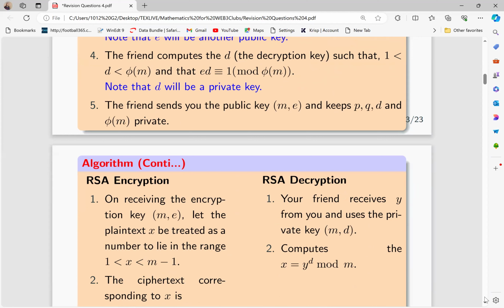And the assumption is that the adversaries can get to know M and they can get to know E, but they cannot factor M into its prime factors. That is the assumption. The assumption is that this M is very huge, such that nobody can factor it into the prime numbers. Is that okay?